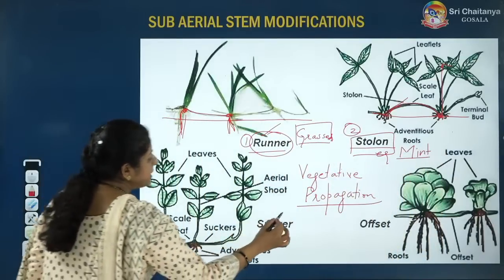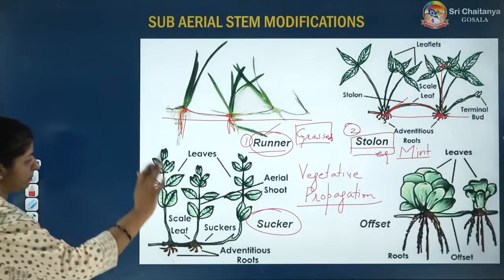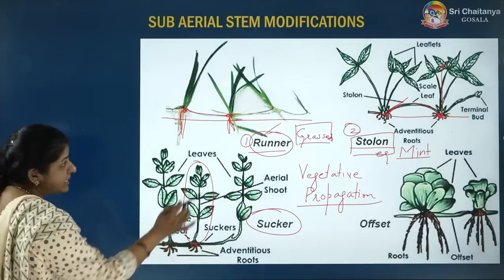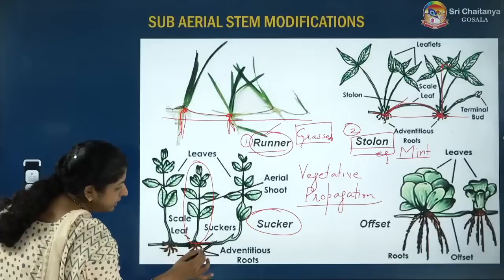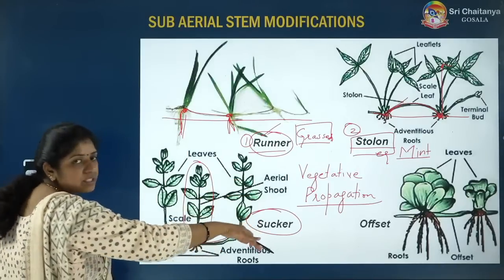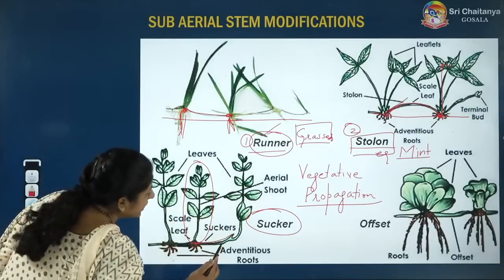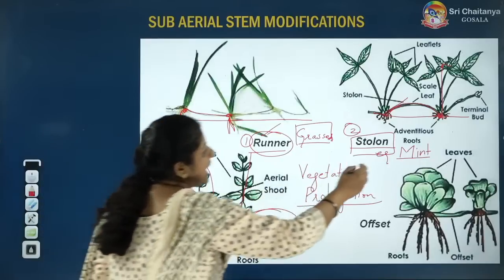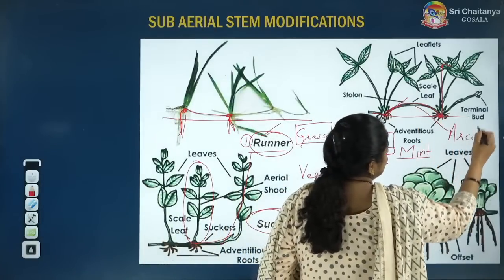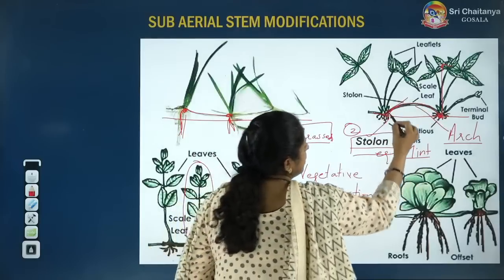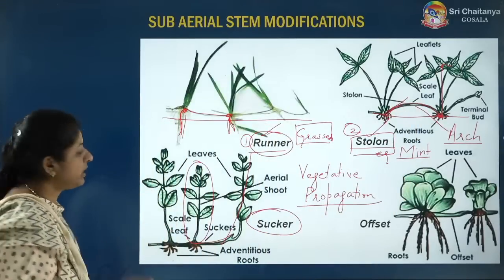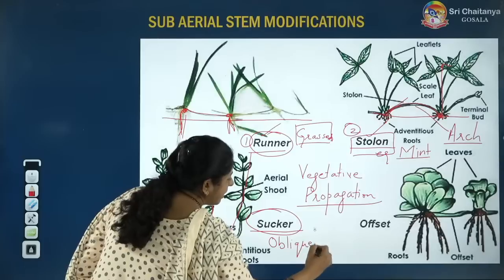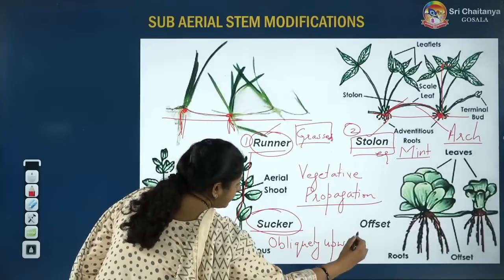Now coming to the next part, suckers. What are suckers? Please see here once again. This is the main plant. Again a lateral branch. Same like a stolon, it tries to make a lateral, but it does not arch downward. It is not making an arc. It is going obliquely. Obliquely means at some angle like this. Where there is an arch, what is this? Stolon. But where there is no arch, in the case of a sucker, it is going obliquely upward. Are you getting that?